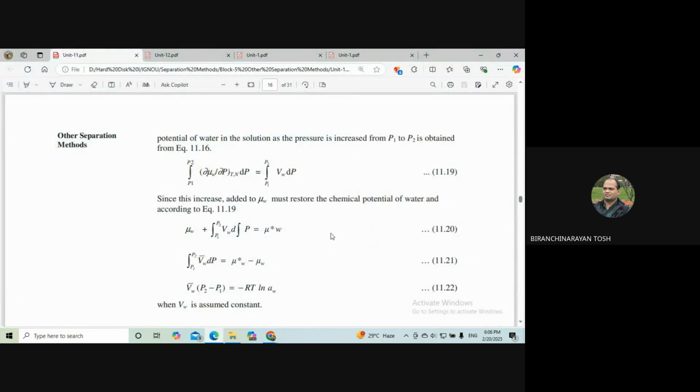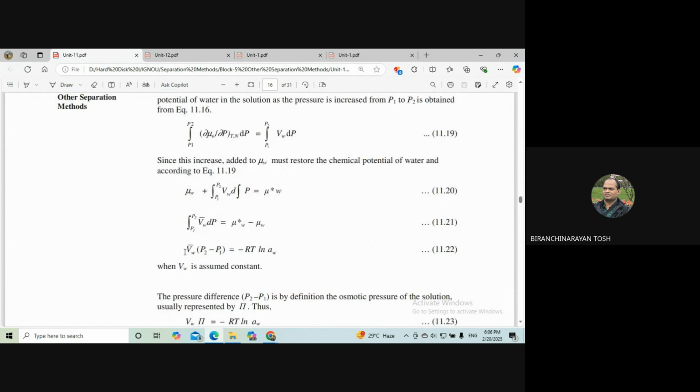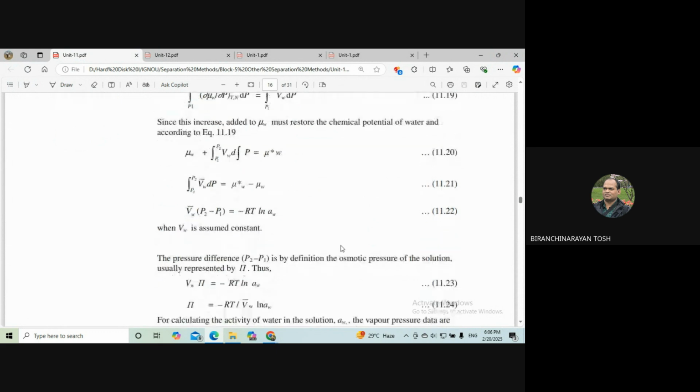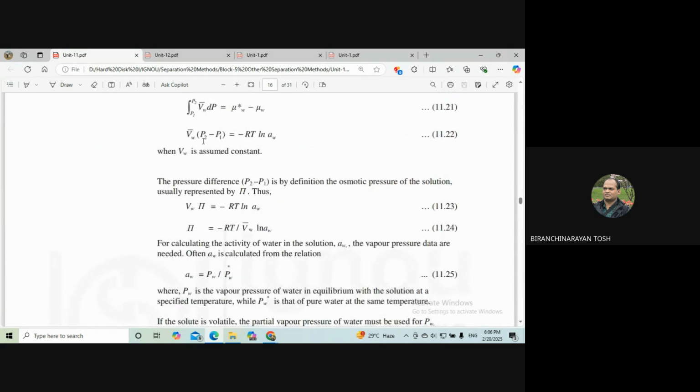So upon integrating the equation, we'll get finally the partial molar volume into the pressure difference P2 minus P1, which will be equal to minus RT ln aw, or activity of water, where Vw is assumed constant. Then the pressure difference P2 minus P1 by definition is known as the osmotic pressure. So this is osmotic pressure represented by capital pi. So Vw pi will be equal to minus RT ln aw, or pi will be equal to RT by Vw ln aw. And RT by Vw, PV equal to nRT, you know, the same relationship we got here.